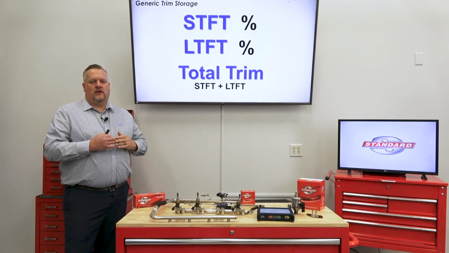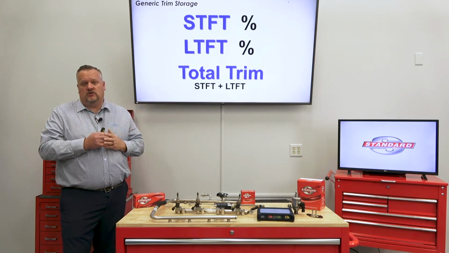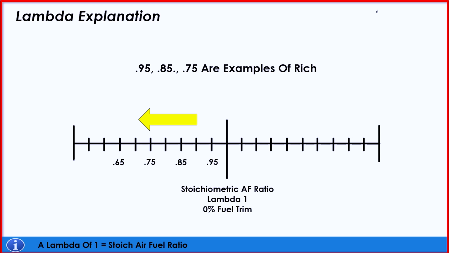It's much more important to observe the trends than just looking at numbers changing in front of our face. Lambda, if it's going to the right, if the number's getting bigger, it means you've got a lean condition and the vehicle's adding fuel. Conversely, if it's going to the left and the number is getting smaller, it means it's taking fuel away because you've got a rich condition. So it's trying to lean that mixture out.